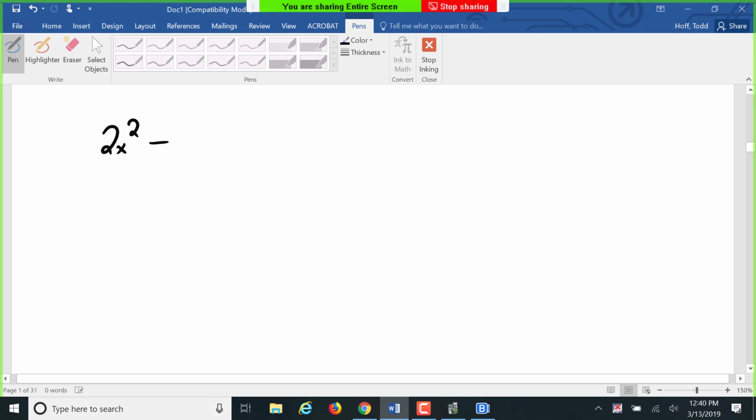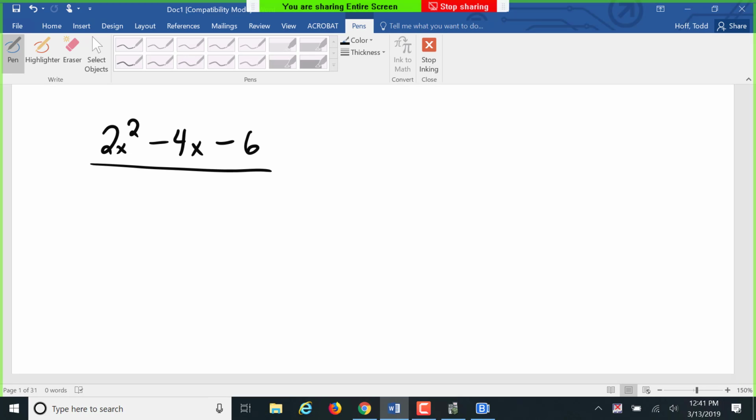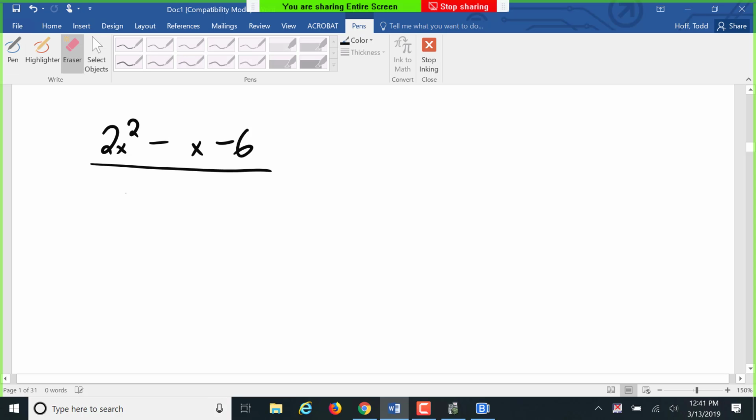2x squared minus 4x minus 6 over, actually I've got to change that a little bit. 2x squared minus 3x, or actually just minus x. Got to make up my mind. 2x squared minus x plus 6. That's what I get for not making my examples ahead of time, right?